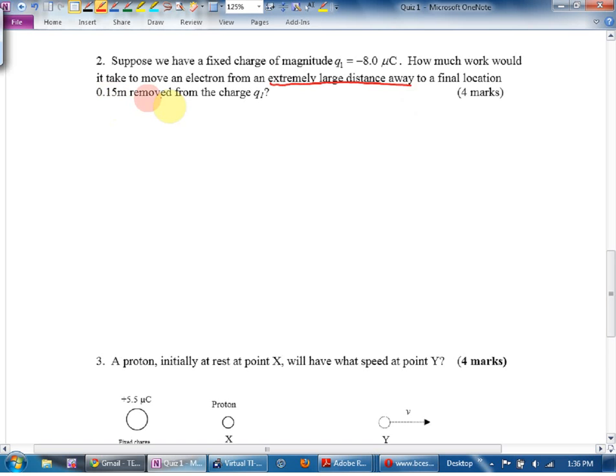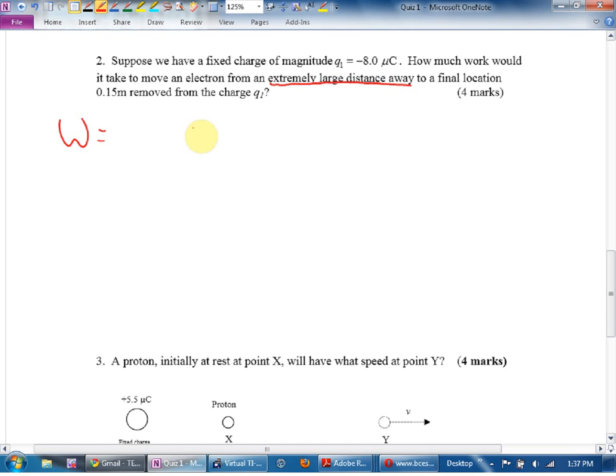What's this question asking us to find? How much work? Now, in grade 11, work is force times distance, but I can't use that. Why not? Because the force is changing every time I move a millimeter, and this only worked for a constant force. It was also the area under a force versus distance graph. Have they given me a graph here? Say no.